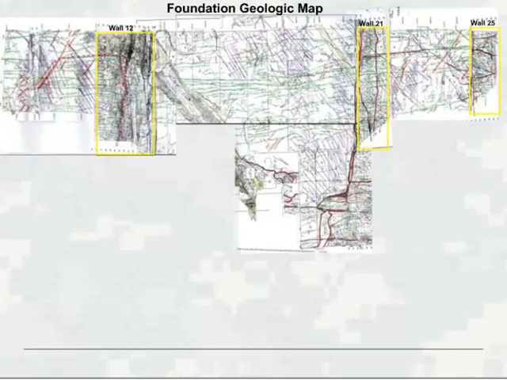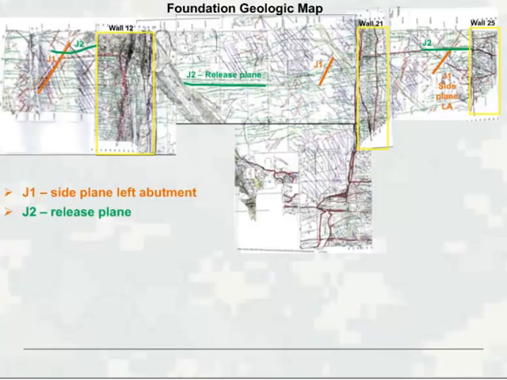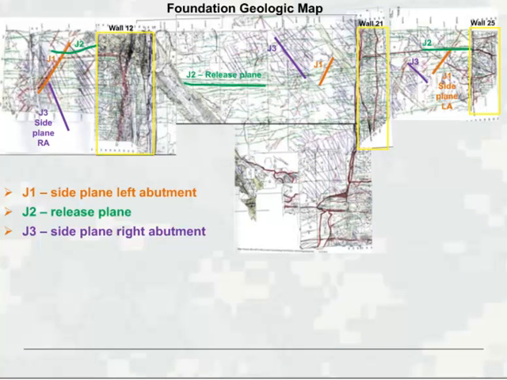So then we go to our foundation plan. The yellow blocks are rock walls. So the foundation was not flat. It has a lot of vertical portions to it. So the yellow is showing us the walls. We have three main joint sets that define the rock mass in this area. There are the J1. J2 is a relief plane. It's parallel to the dam orientation. J1 is oriented oblique to the valley. J3 is also oriented oblique to the valley.